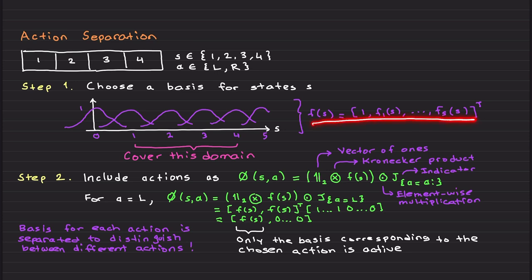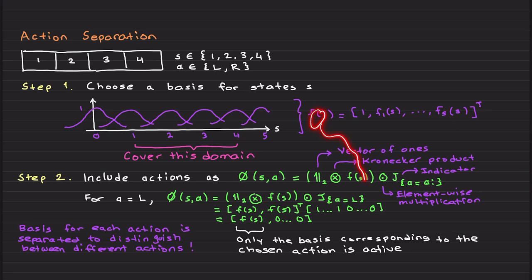basis for the states. Next question, how are we going to include actions? We include actions in a very unique way. Mathematically speaking, it looks weird like this. I will explain. This here is a vector of ones, 1, 1, 1, 1. Here is, if you haven't seen it, the Kronecker product. It is just a specialized product. It is easy to understand. You can look at it on Wikipedia.